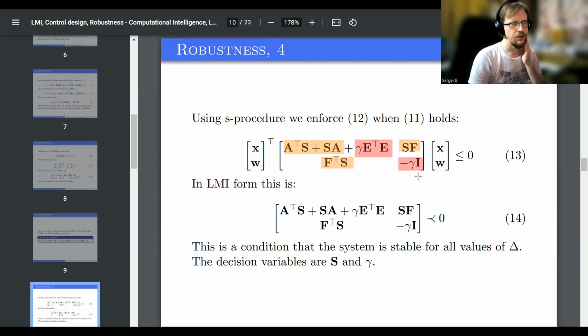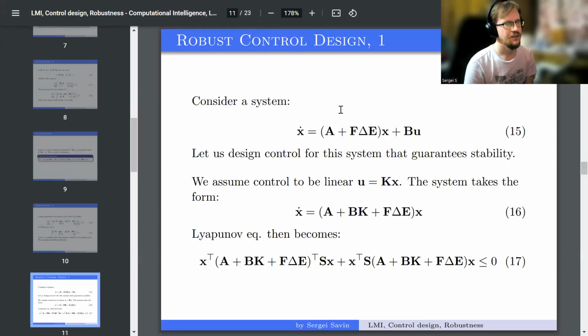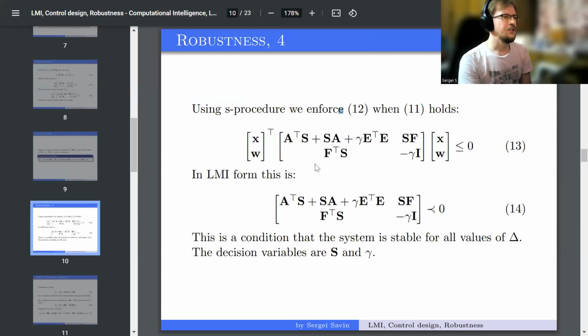In LMI form, what we get is a negative semi-definiteness condition. Good. Now, this is a condition of how to check robustness. That is not a condition of how to design a robust controller, because there is no controller here. It is open loop. Let me see if we have a slide on how to design a controller. Yeah, next slide.